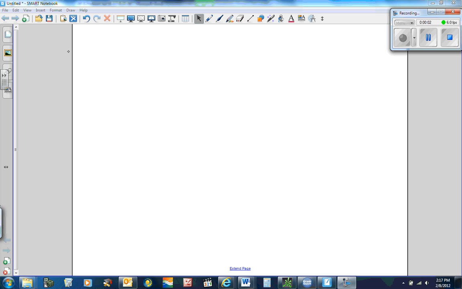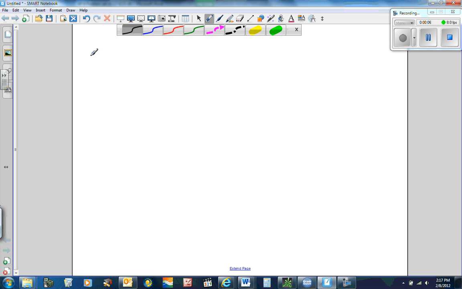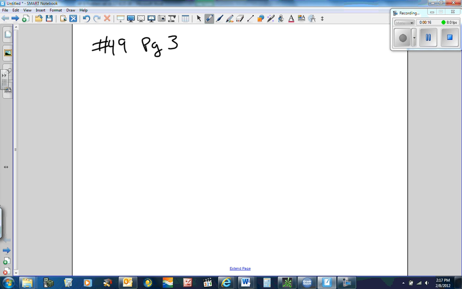This is number 49, on page 398. And it tells us, what is the free fall acceleration? So we're looking for g in a location where the period of a 0.850 meter long pendulum is 1.86 seconds.